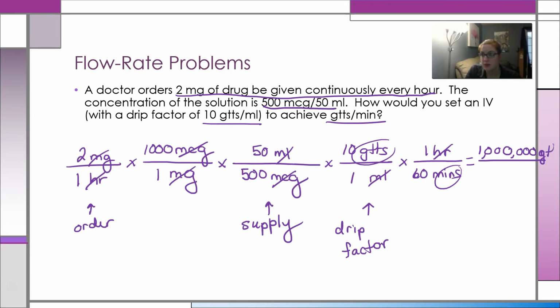And that is drops. And then on the bottom, again, we need to multiply 500 times 60, which is 30,000 minutes. And again, we can just cancel the zeros. So you have 100 divided by 3, which is 33.3 drops per minute.